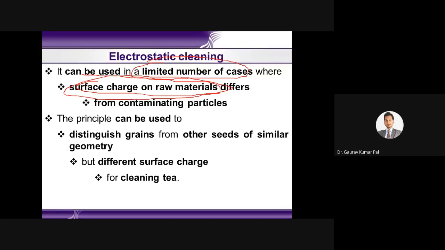So these two types of grains have a similar shape and size, and you can separate them with the help of electrostatic cleaning. If they have a positive charge, they will be attracted towards the negative charge. If their surface charge is negative, they will move towards the positive charge. Most electrostatic cleaning methods are also used for the cleaning of tea. So how will it work?